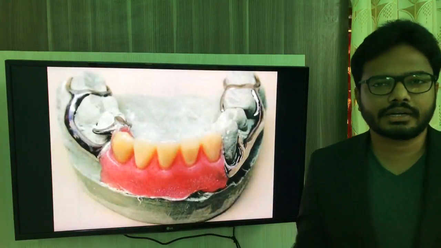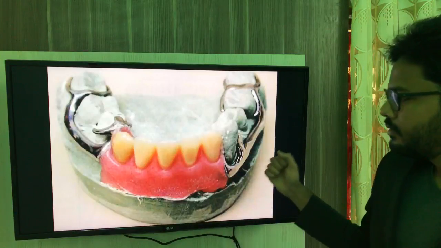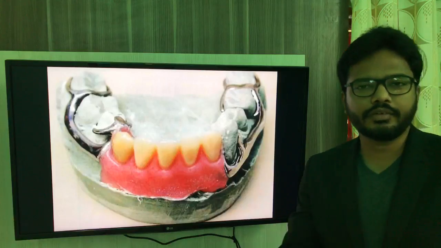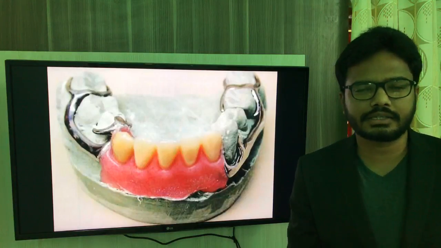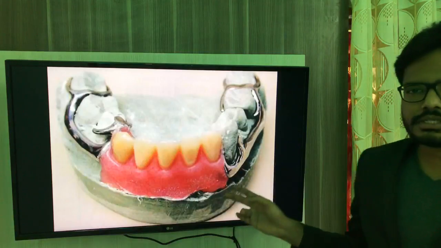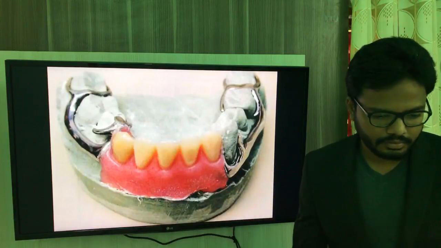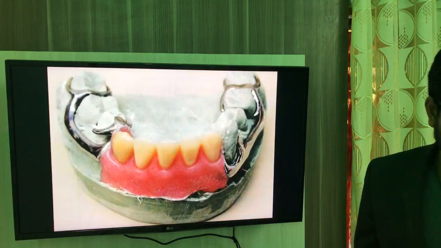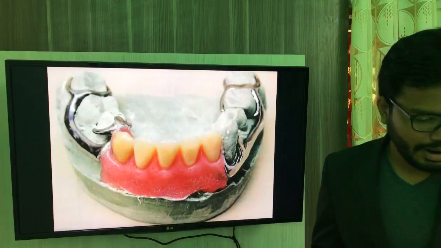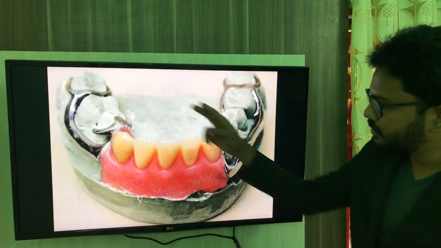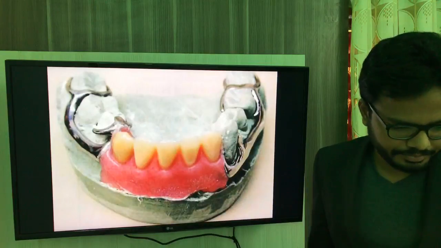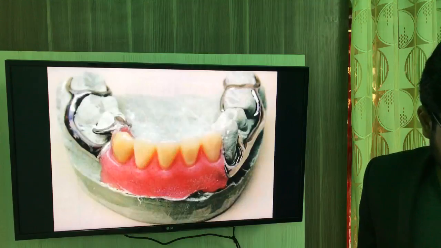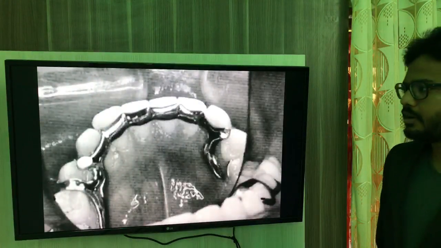I mean, which major connector is this? Obviously, it's a mandible. So far we have completed maxillary major connectors, right? So now let's see a few mandibular major connectors. Actually, this represents labial bar. You can see labial bar, right? Yeah.